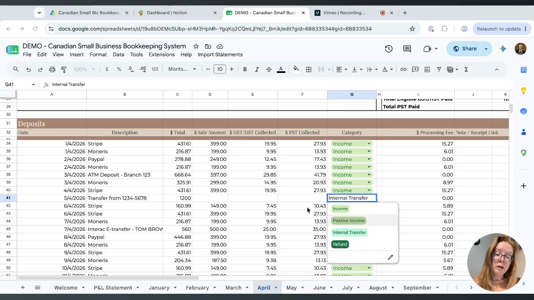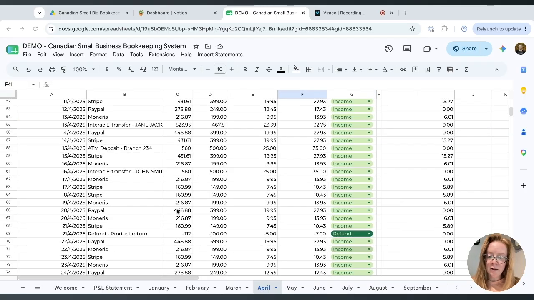So if we aren't counting internal transfers and refunds as income, why even bother recording them on the sheet? Well, you want your bookkeeping records to match up with your bank statements. So if the CRA does come knocking to do an audit and they see that this transfer of $1,200 into your account was recorded as an internal transfer, then they aren't going to think that it was income that you forgot to report, or worse, were trying to hide from them.